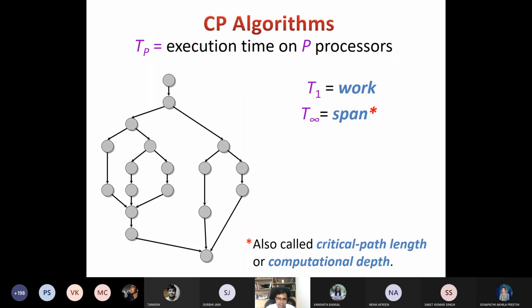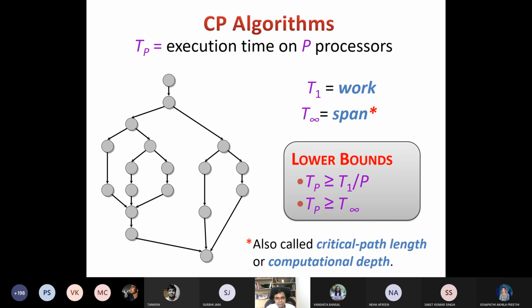And what is T infinity? T infinity means suppose you have an infinite number of processors. Suppose the number of processors is very large, then it will be the critical path. So T infinity is the span, also called critical path length or computational depth.